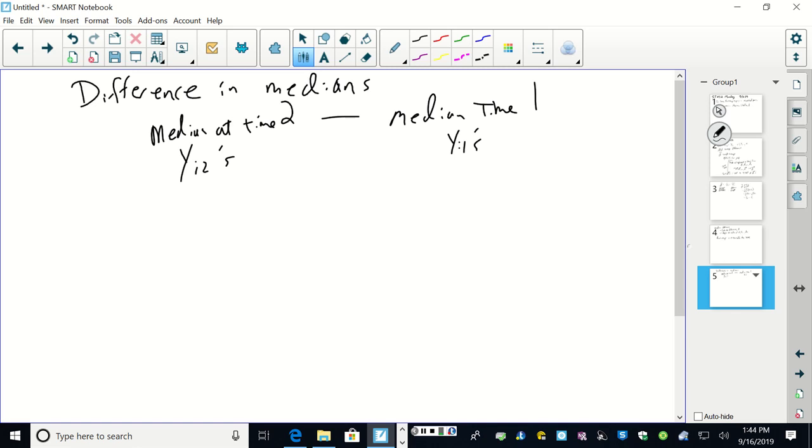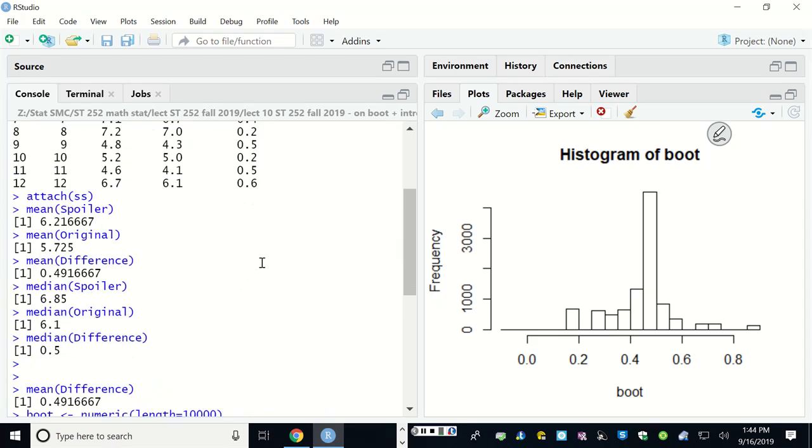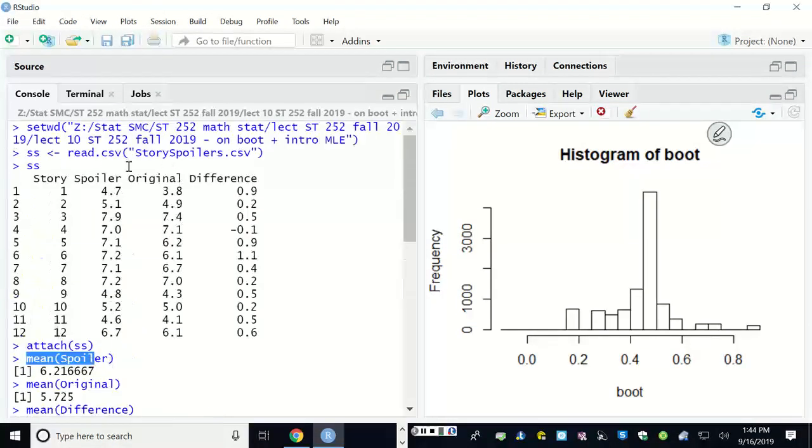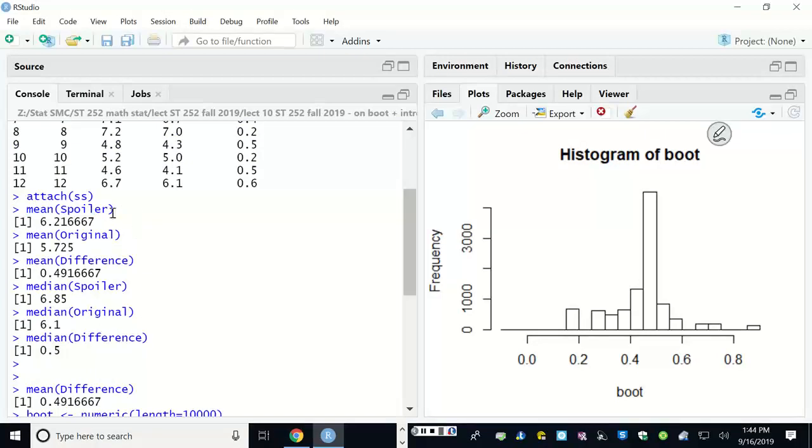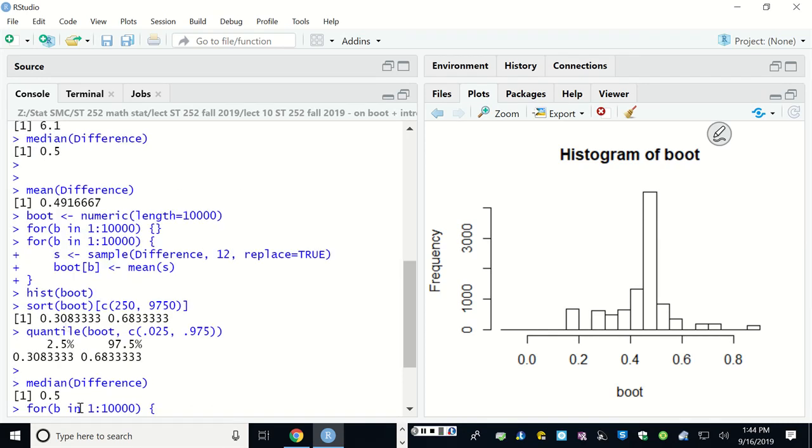So in this particular case, the spoiler and original were the original 2 columns. So the mean of the spoiler and the mean of the original have a difference of 0.49, and that's the mean of the differences. So the means have that relationship. The median of the spoilers and the median of the originals were 6.89 and 6.1. So that difference is 0.79, not the median of the differences. So you've got to do something else. You can't use that same simple bootstrap of the differences to come up with an estimate of this other quantity. So it's a little subtle.